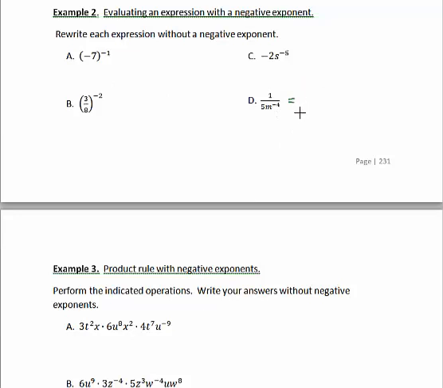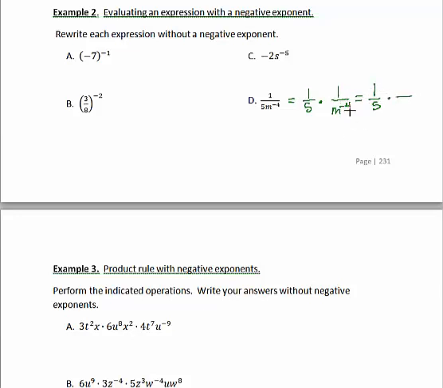Alright, D, we have 1 over 5 to the m to the -4th. Okay, it's important to realize what the -4 exponent is actually applied to. In this case, it's only applied to the m. So we could separate these and write this as a 1/5 over m to the -4. The 1 and the 5 are fine. They don't have negative exponents, but the m does.